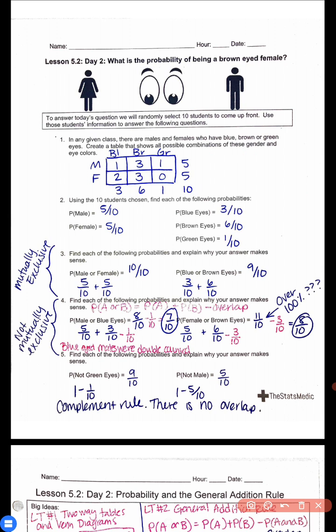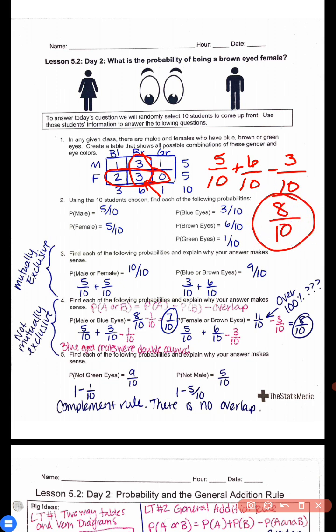Well, let's talk about female or brown eyes. If I circle this on the table, what's the probability of a female? There are 5 females, and there are 6 people with brown eyes. If all I do is add that together, 5 out of 10 plus 6 out of 10, that would be 11 out of 10. That's a probability that's over 100%, so that can't be right. What's the problem? Well, there are 3 people right here who got counted in both categories, right? So we need to subtract out that overlap, which leaves me with 8 out of 10, which makes sense. There were only 8 people who were actually counted. Okay?